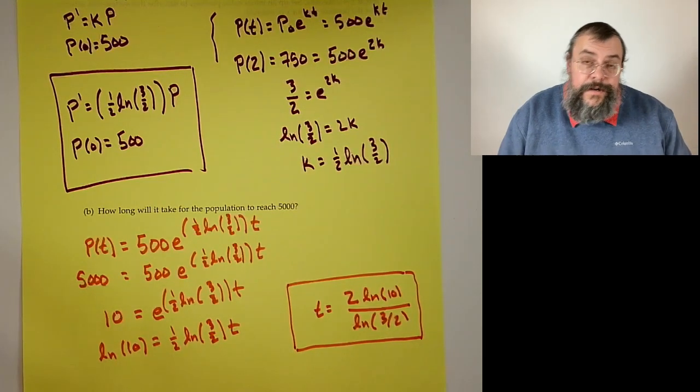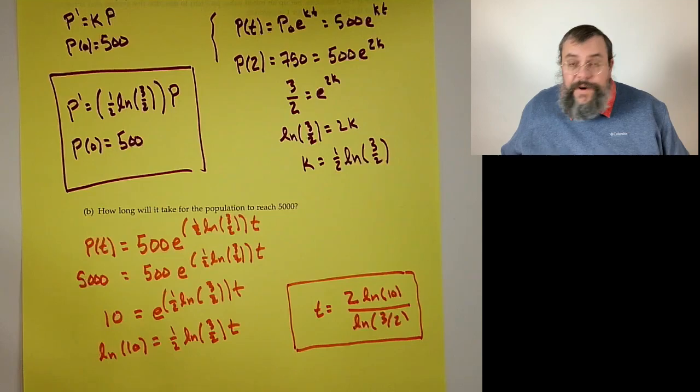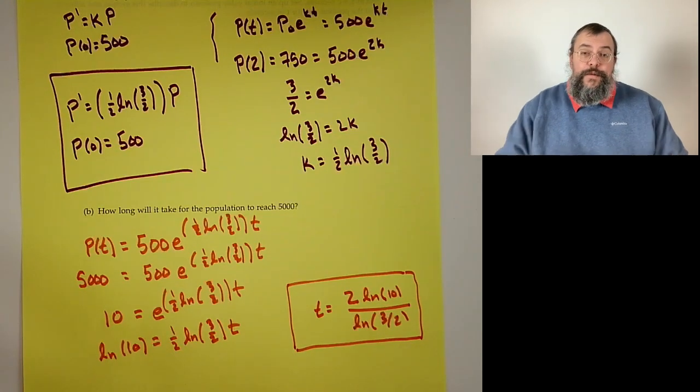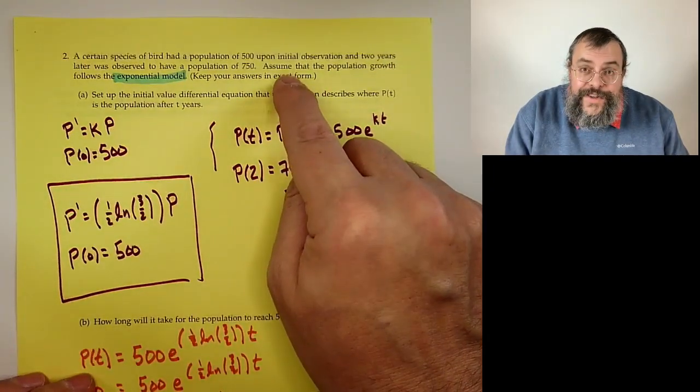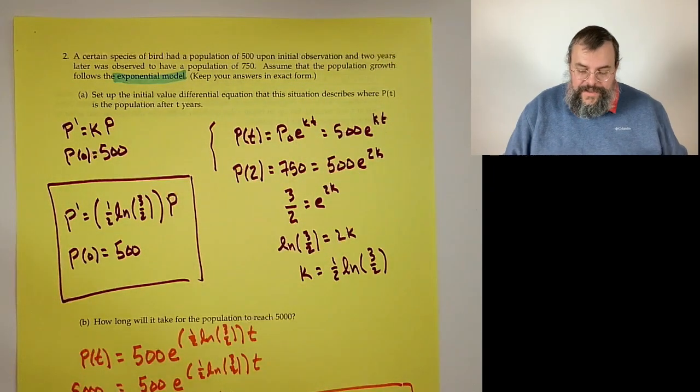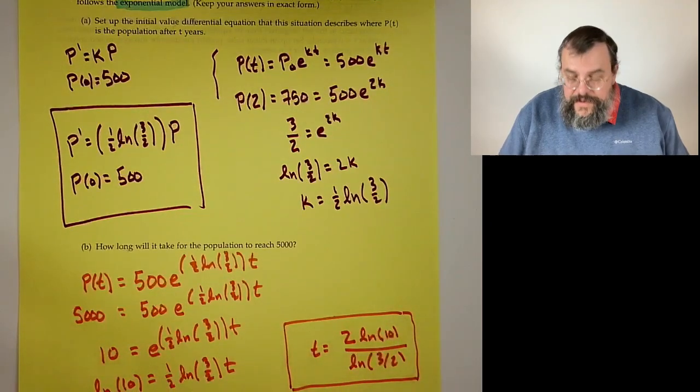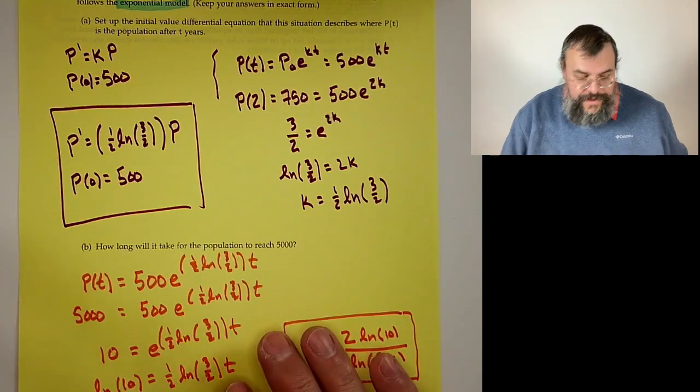Without a calculator, we can't do better. We wouldn't want to do better, right? A calculator would just give us a decimal approximation, and our goal is exact. All right, well, that's number 2. That's moving right along.